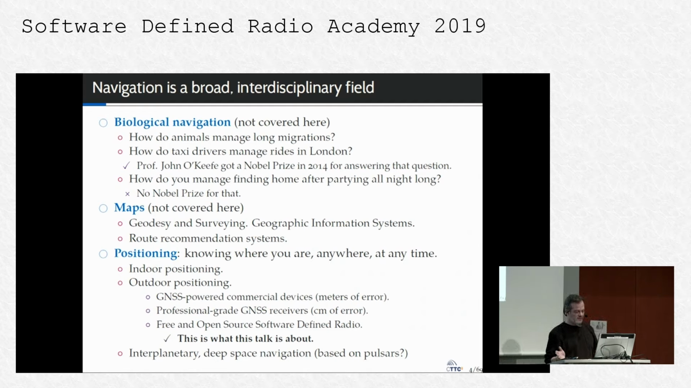You can have a commercial chip device, a chip receiver, which can give you a position with some meters of error, tens of meters, let's say. Then you have professional GNSS receivers, which are able to give your position with a precision of centimeters. And then there are free and open source software-defined radio receivers for that, which is exactly the topic of this talk today. We won't talk about interplanetary navigation, which could be done maybe with pulsars, which are very stable clocks in the sky. But we will remain on Earth in this presentation.